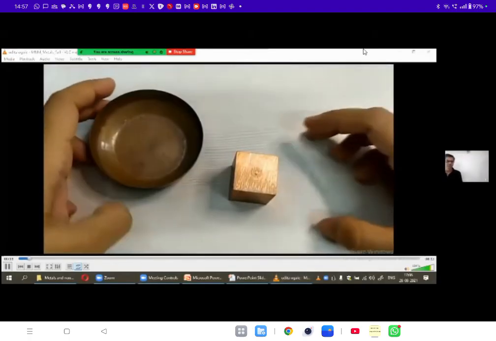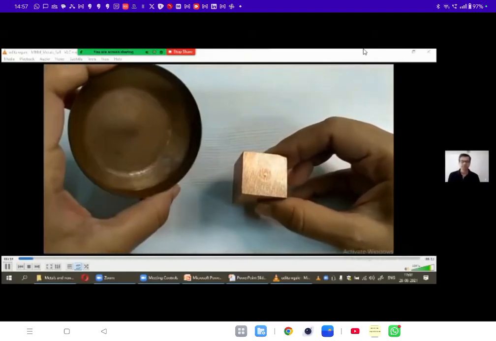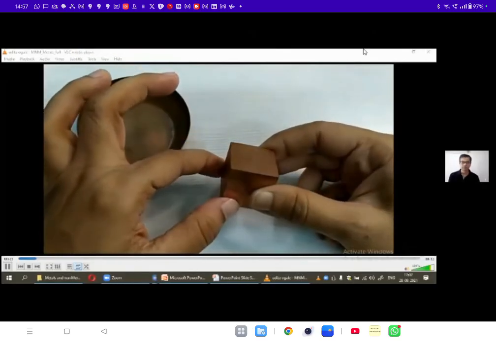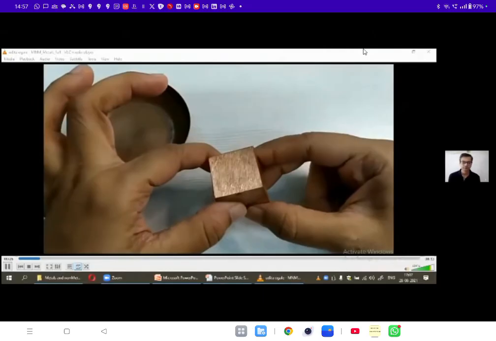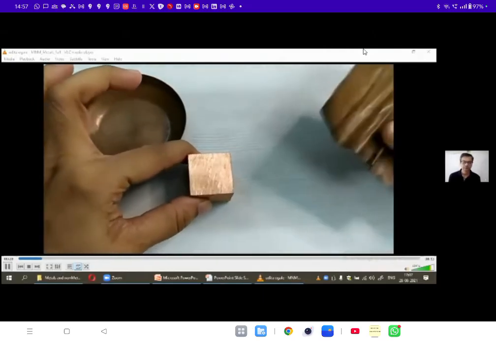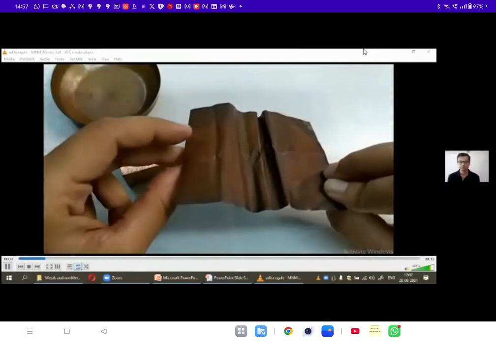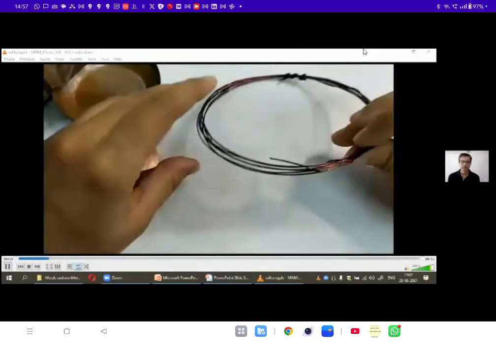The first metal we want to see is copper. Here I have a copper cube. This is a copper vessel. We can identify copper by its characteristic reddish brown color. Now since copper is malleable, we can even make thin sheets out of copper like this. And copper is also ductile, so we can have wires made of copper.